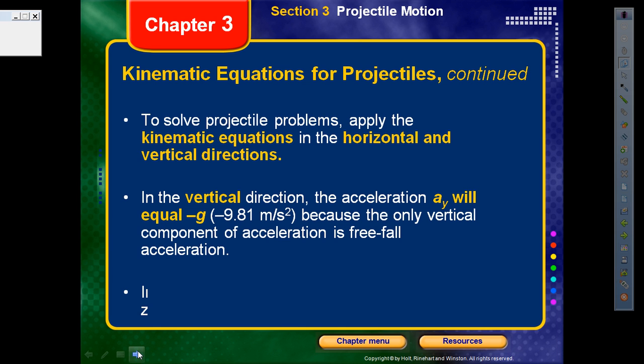Go ahead and write these guys down. And that science is called exterior ballistics.